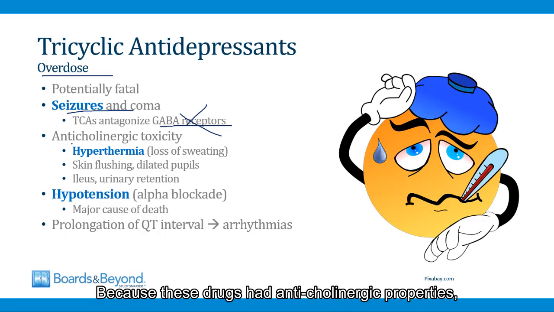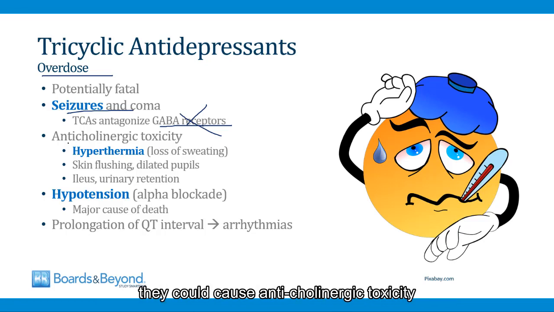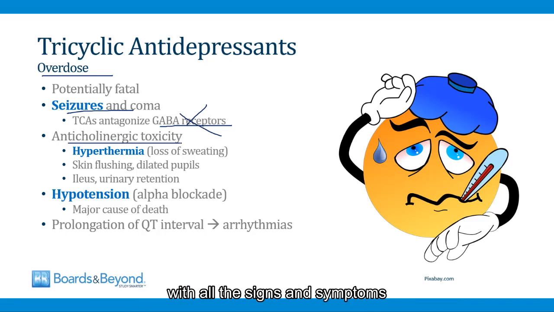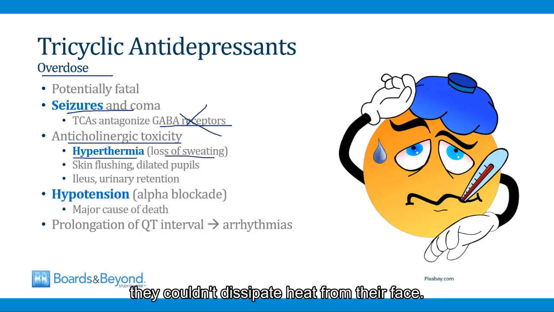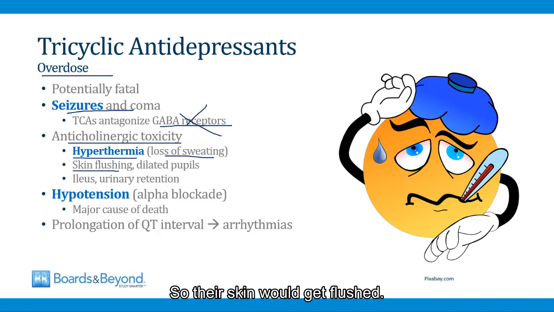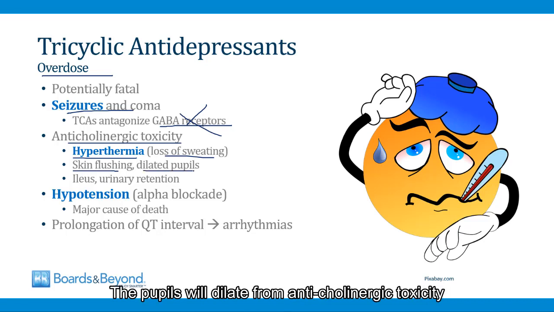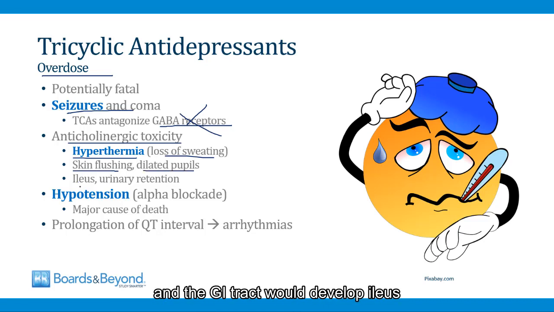Because these drugs had anticholinergic properties, they could cause anticholinergic toxicity with all the signs and symptoms of an anticholinergic toxidrome. This included hyperthermia from loss of sweating. Because patients couldn't sweat, they couldn't dissipate heat from their face, so their skin would get flushed. The pupils would dilate from anticholinergic toxicity, and the GI tract would develop ileus, and there would be urinary retention.